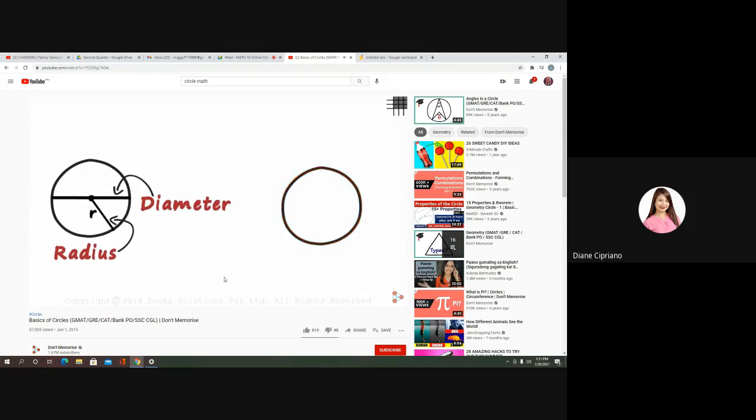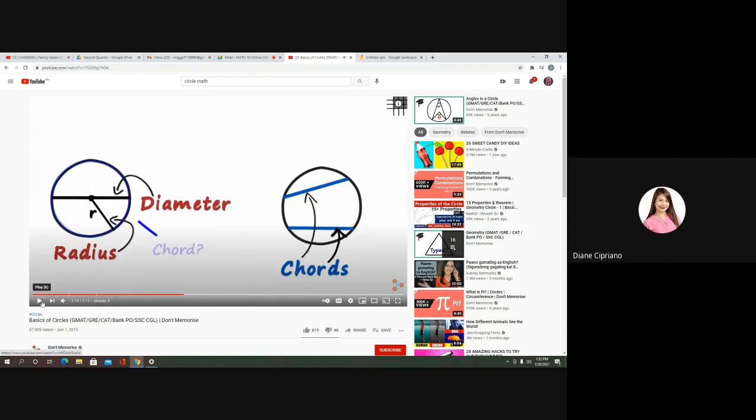Next is about the chords. From any point of the circle to any point of the circle that does not pass through the center is called a chord. How about the diameter? Ma'am, is the diameter also a chord? Yes, it is also a chord, but it is called a special chord. It is also called the longest chord.